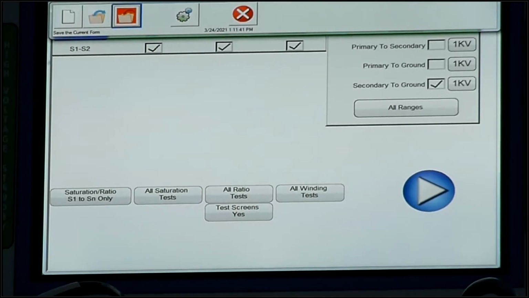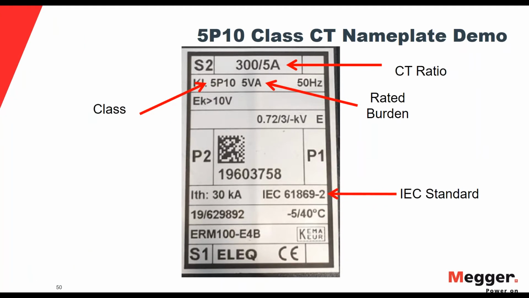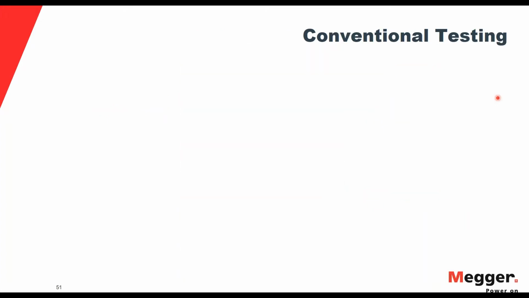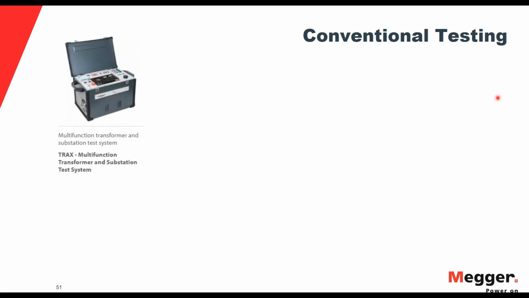So let me share my screen again. If you are interested in doing conventional testing method, we still have a solution for you. If you want to do the primary injection and voltage injection, we have TRAX, our substation and transformer test system that you can use to do all the other tests that have been done, but more of a manual way or in a primary method way.